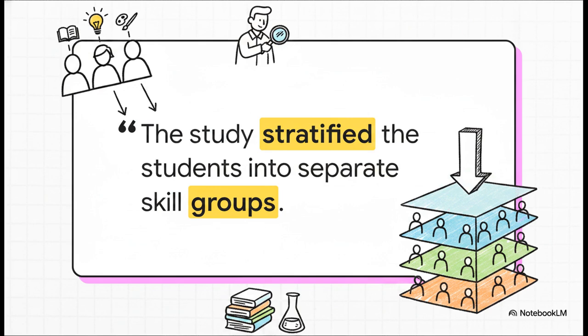Let's look at our third context, which brings the word into the realm of education and research. The study stratified the students into separate skill groups. In this case, researchers or educators are the ones actively doing the stratifying. They're taking a large group and arranging them into layers based on abstract metrics, which in this case is their skills. Just like the bands of rock in our canyon wall, the students are sorted into distinct, separate levels.